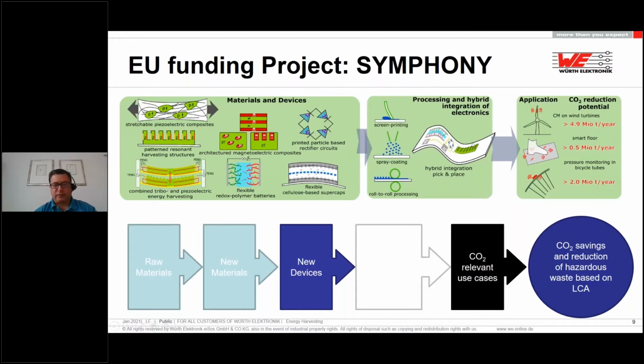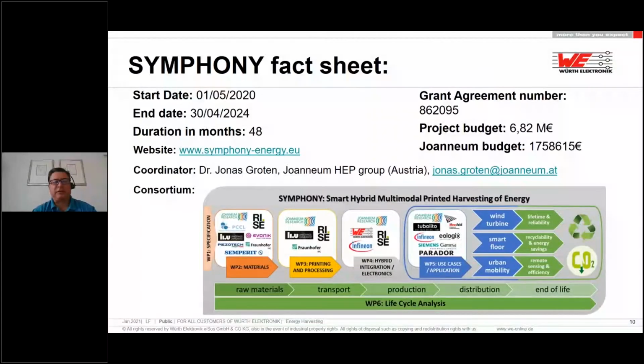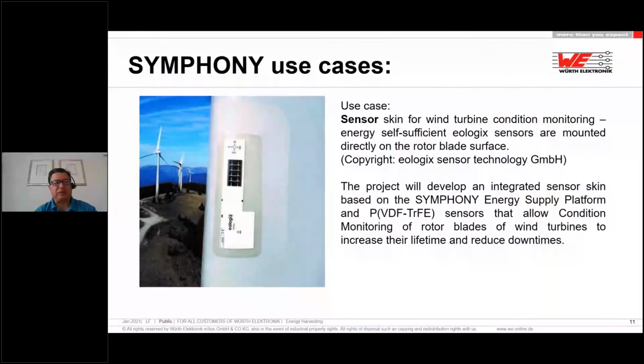This is the project fact sheet. As you see here, there are many companies collaborating together, and the end date will be in April 2024, and then there will be different devices on the market, and they will look something like that. This is one of the prototypes used on the blades, harvesting solar energy and vibration of the blades, and enabling predictive maintenance for these wind turbines, to know when it's time to change them before they crack or get damaged.